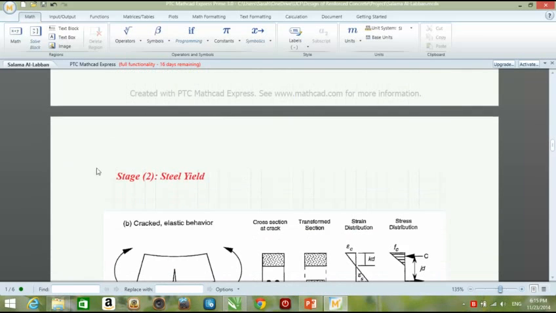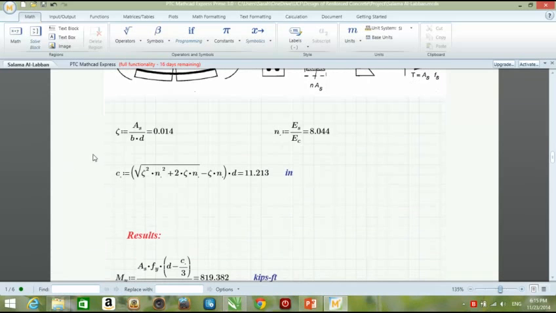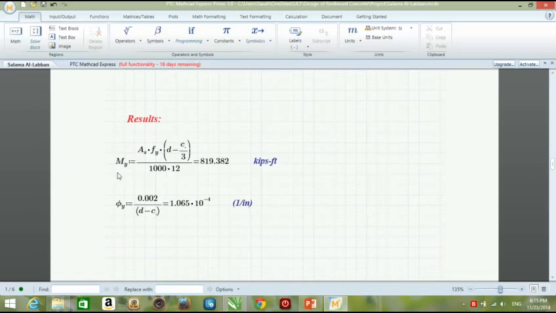For stage 2, this equation will be rho, Is, B, D and n, Es, Ec, and C will be 11.213. The result will be My equal to 819.382 kips-foot, and the curvature will be 1.065.